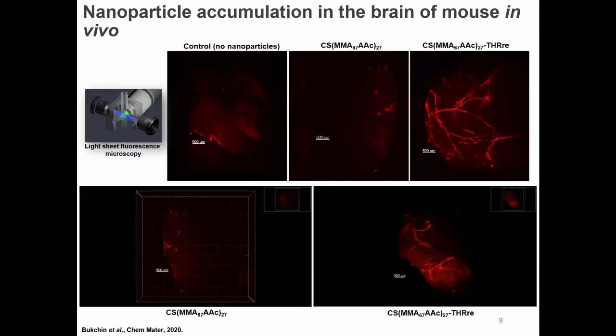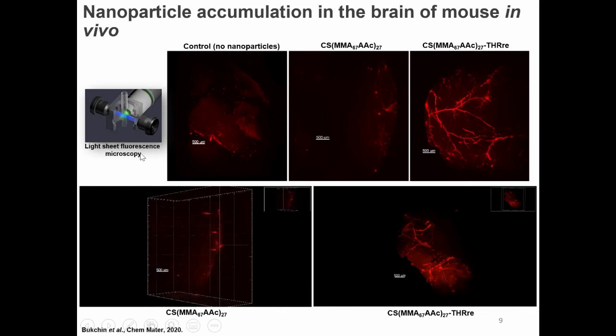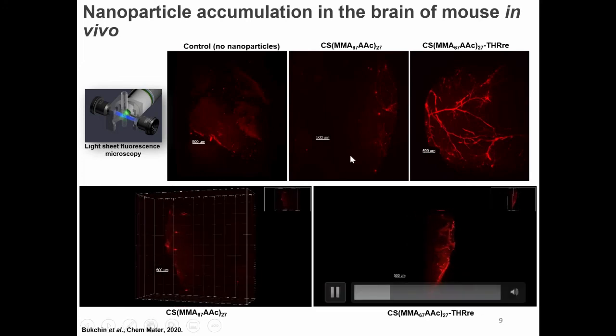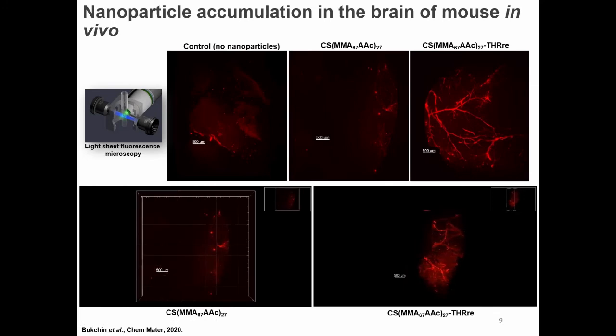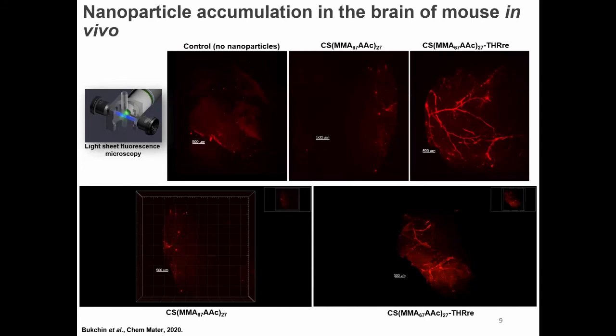We wanted to characterize the accumulation of the nanoparticles by using a different method. Here we used light sheet fluorescence microscopy. For this kind of experiment, we conduct exactly the same administration. The difference is that the nanoparticles were fluorescently labeled with rhodamine, which is red fluorescence. After half an hour, which is the time point at which we determined the maximum accumulation for the modified nanoparticles, we sacrificed the animals, isolated the brains, fixed them, and visualized them by this technique.